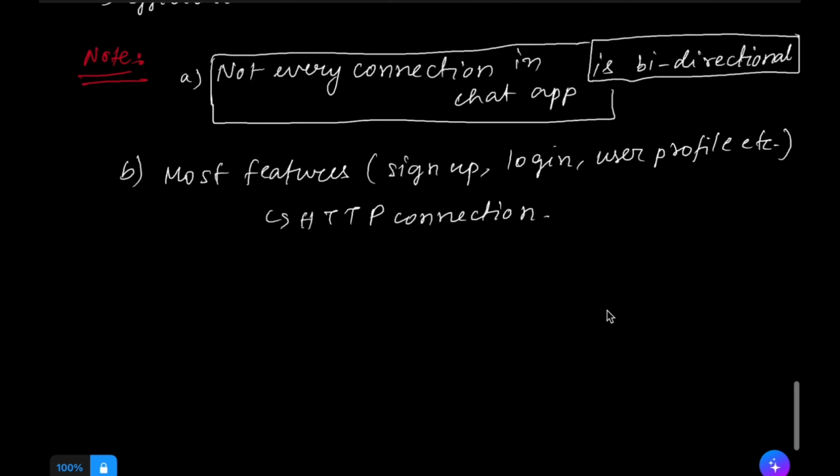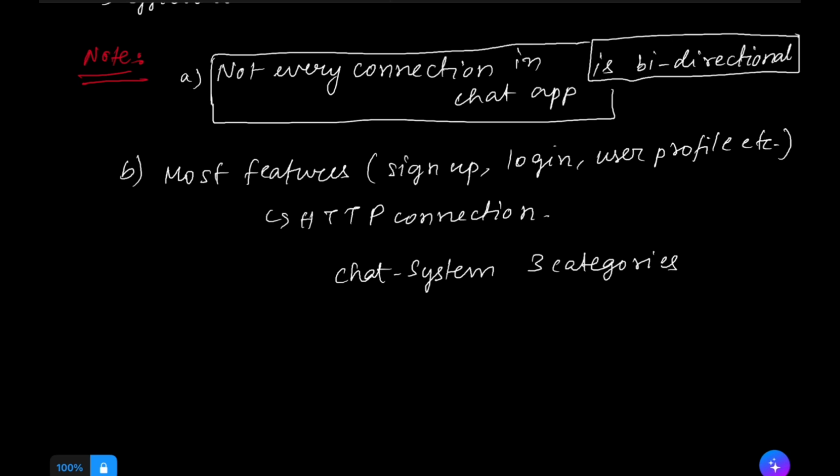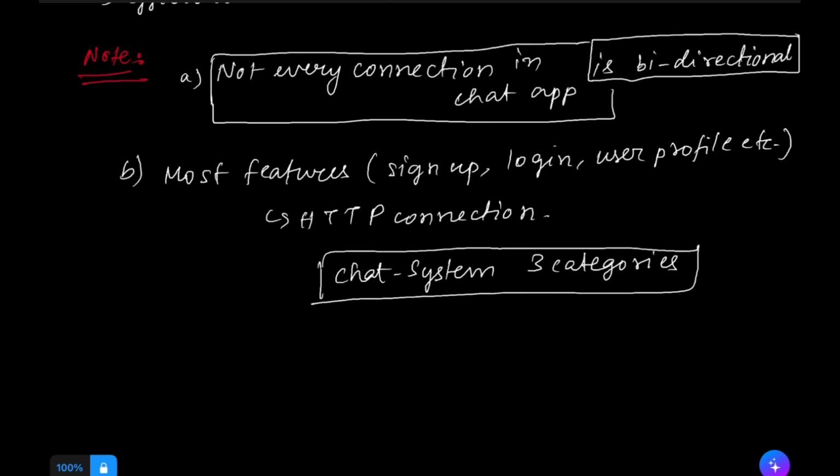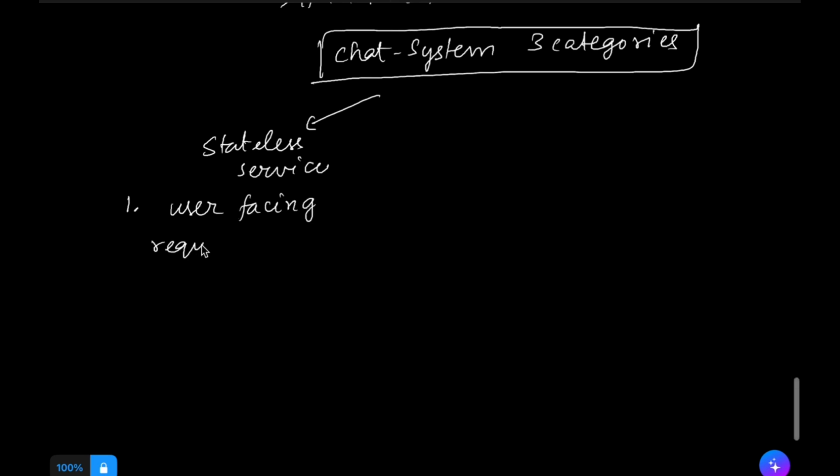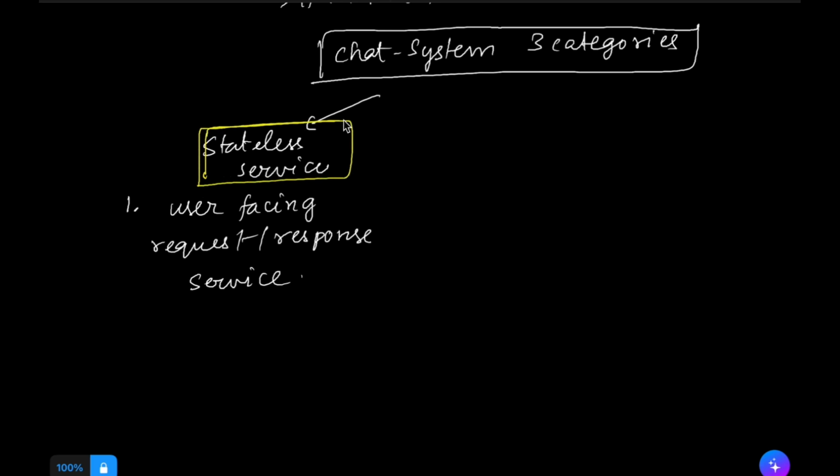So if I distribute the chat system design into 3 categories, the first is the stateless service. What are stateless services? In this we have the user facing request or response services. What does it mean? We have various requests like login or sign up, user profile, etc.